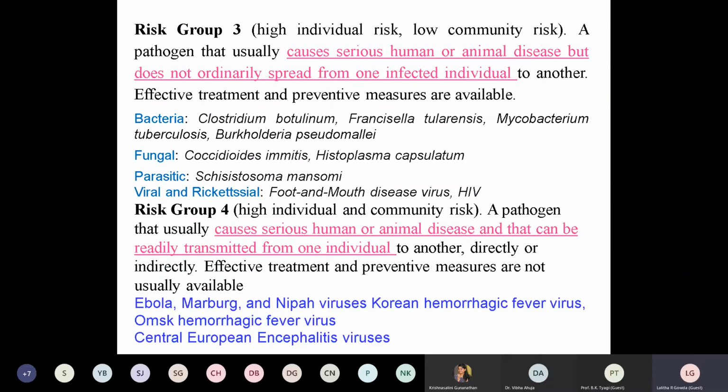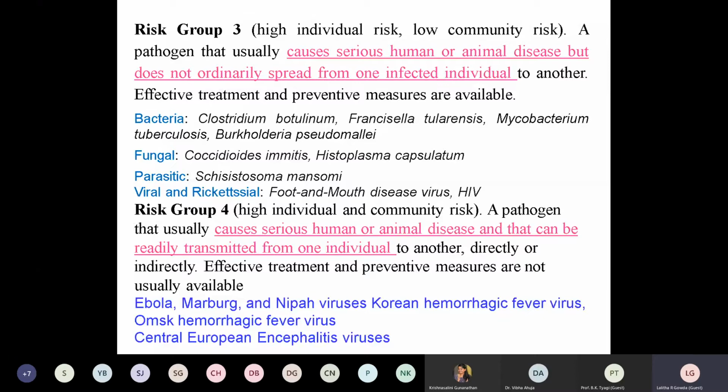Risk group 3 is a little higher. It causes serious human or animal disease, but does not ordinarily spread from one infected individual to another, and effective treatment and preventive measures are available.